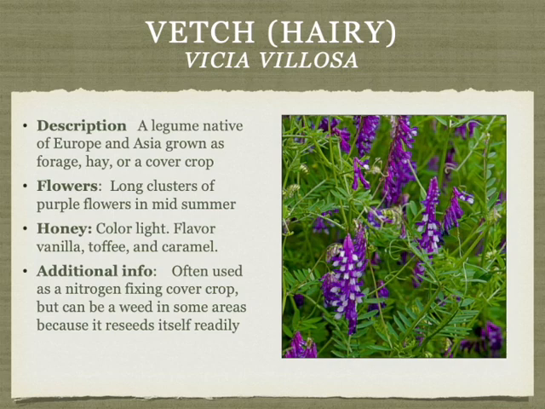Vetch, specifically hairy vetch, is a legume that's grown as a cover crop for forage or hay. The color is light, and the flavor has vanilla, toffee, and caramel. Sometimes it can become a weed because it reseeds itself readily. That might be a problem. For example, if you planted vetch in a field for a cover crop one year and the next year you want to plant wheat, you might have some volunteers regrowing and resprouting, which you might not want.